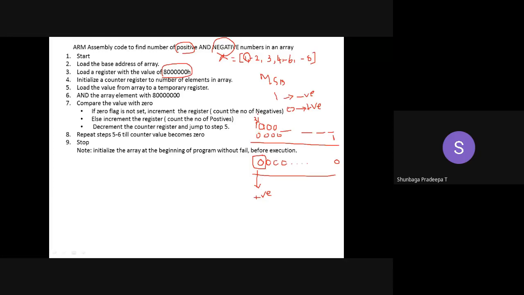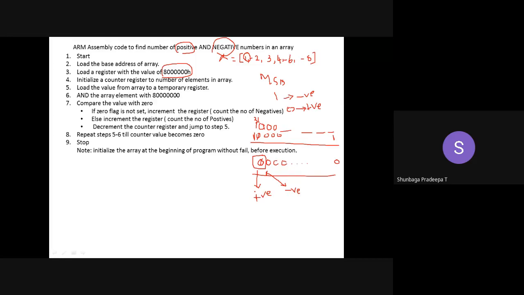Suppose I take a negative number, with a 1 in the MSB position. Instead of 0, I will get a 1 here. If the ANDed result is 1, then it is a negative number. So with a simple AND operation, I can know whether the given number is a positive number or a negative number.